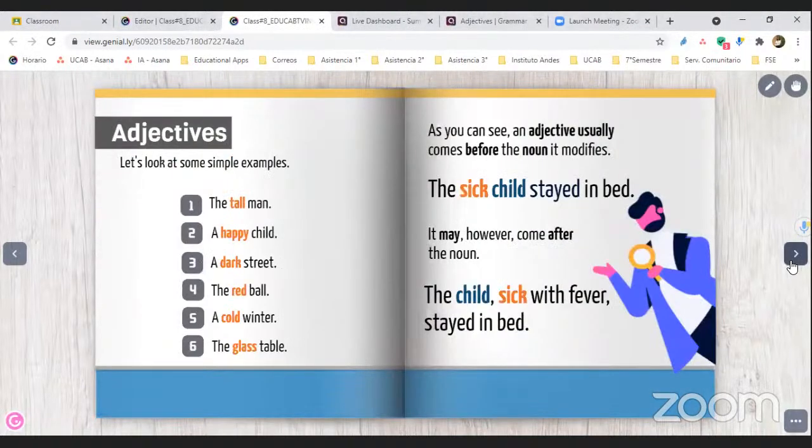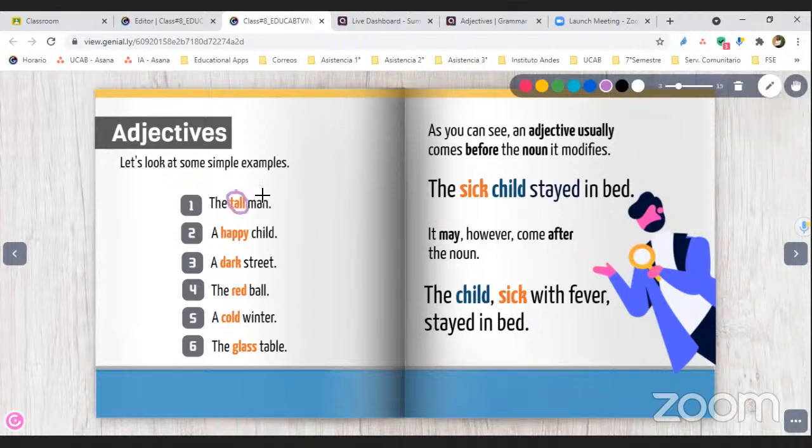Here we have some examples, okay? We have 6 sentences and the adjectives are in order. The tall man, a happy child, a dark street, the red ball, a cold winter, a glass table. So as you can see, the words tall, happy, dark, red, cold, and glass are actually describing and modifying the nouns. Okay, so I'm going to use this marker here so I can show you.